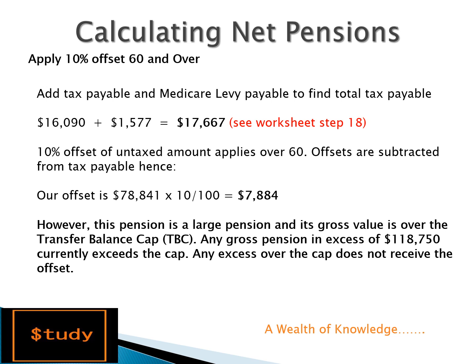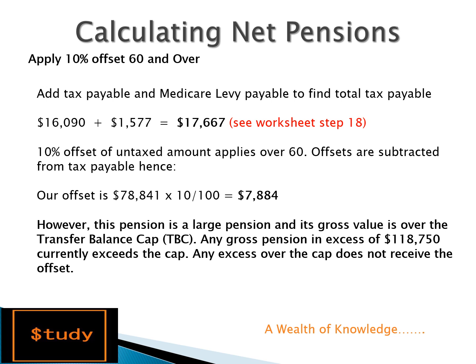And as we saw in episode 27, this person is 60, so an offset is applied, and the offsets are subtracted. So we take 10% of the taxable income, which was $78,841, the untaxed component. 10% of that is $7,884. So this is the start, this is the offset.